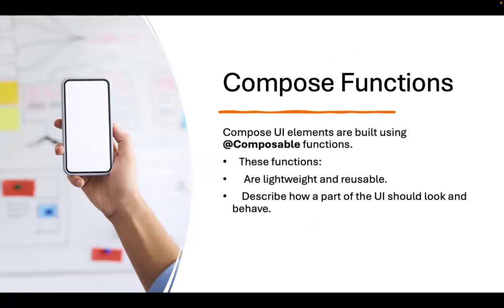Then next is compose functionality. Compose means we know how to compose the code. UI elements are built using composable functions. These functions are lightweight and reusable, very simple, and they describe how the UI should look and behave. While writing the code itself, we can see the UI interface immediately. We can easily use these compose functions, right?